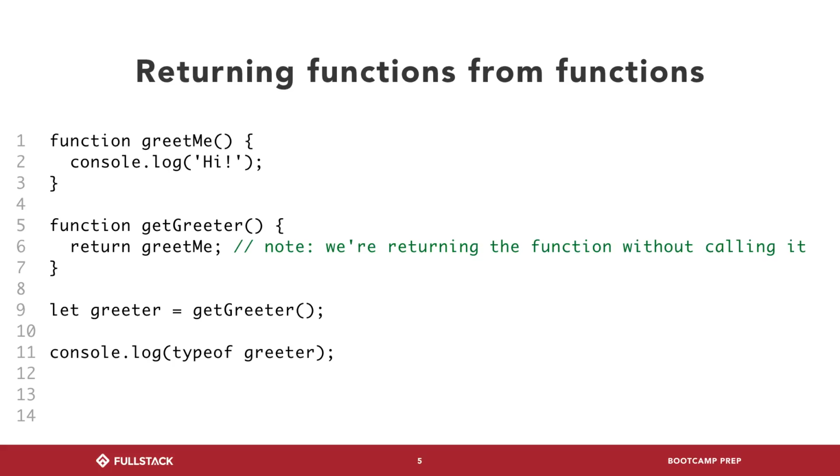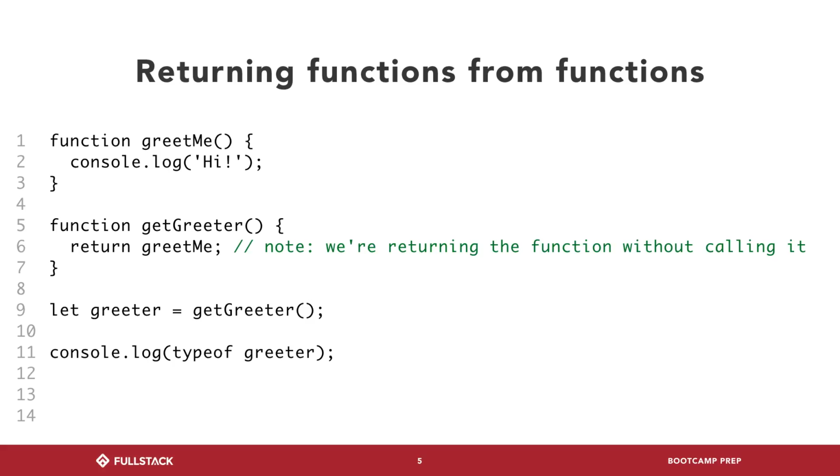Line 9 is the first time we actually run any functions on this page. We create a variable called greeter, and we set it equal to the invocation of getGreeter. What happens when we invoke getGreeter? Well, it returns the greetMe function. Once again, super key, it's returning the greetMe function as if it was any other variable.